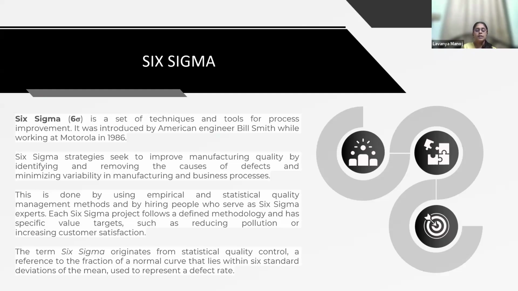So this term Six Sigma originates from statistical quality control, in reference to the fraction of a normal curve. Usually we write Sigma in this kind of inverted six, not an inverted six, but a filter.